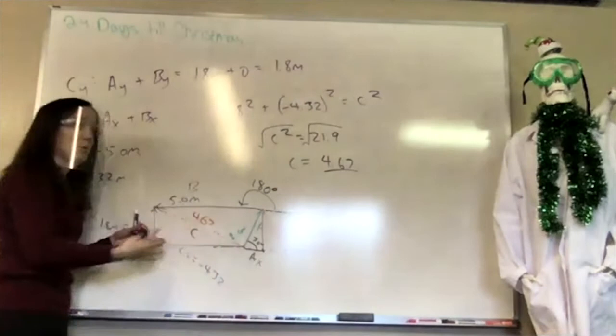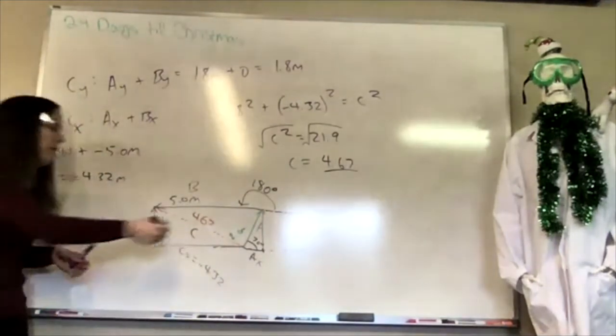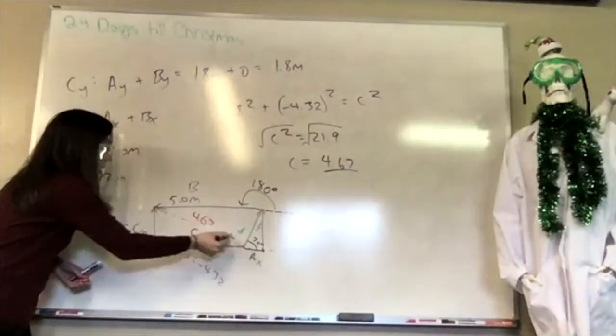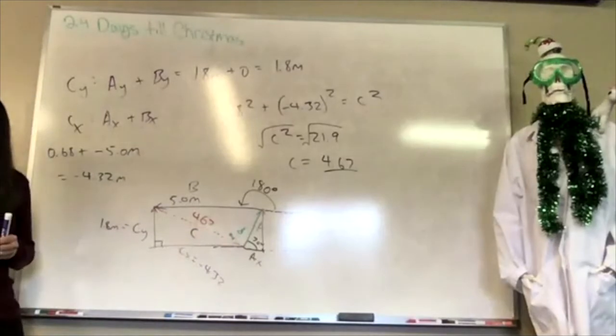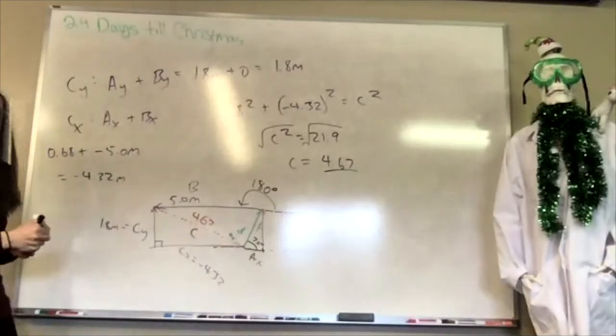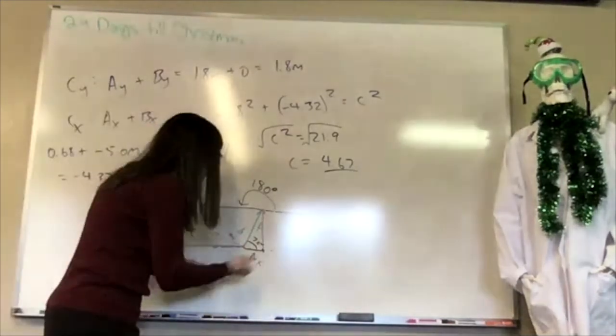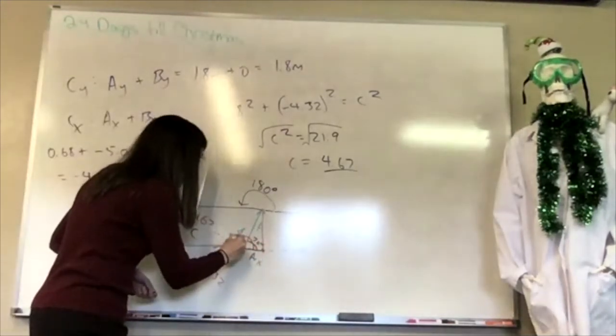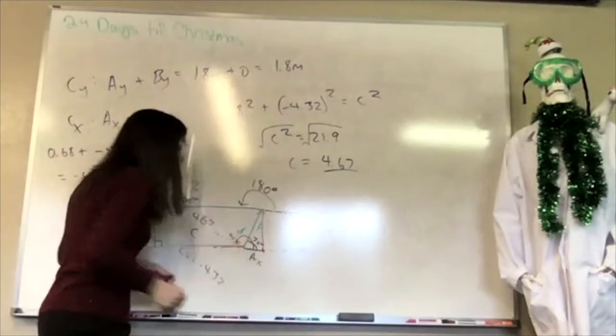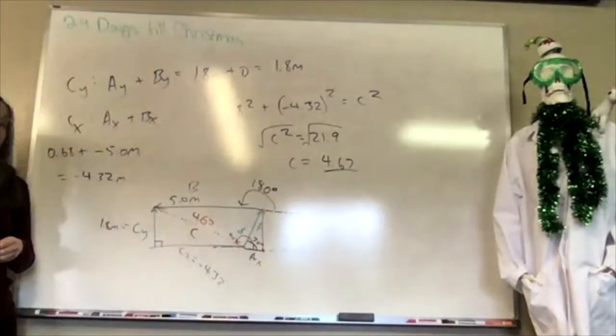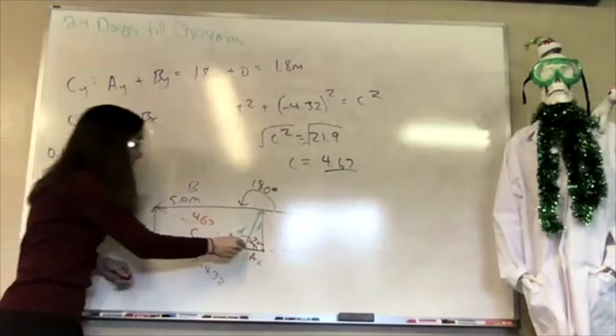We're trying to find displacement, right? Displacement is how far did you travel? Well, we got how far, it's 4.67, and also what angle did you travel at? So what we want to do is find the angle from this black line to the red line. And that's what we want to try to find, from the black line to the red line.